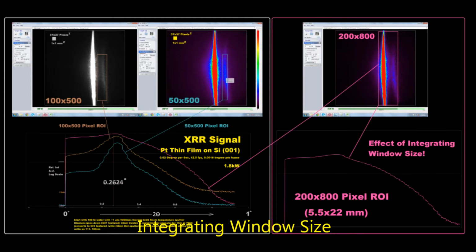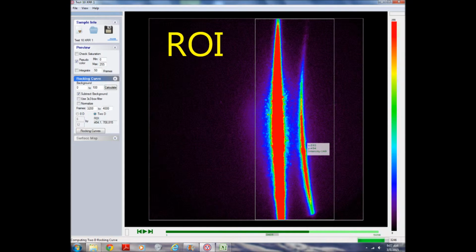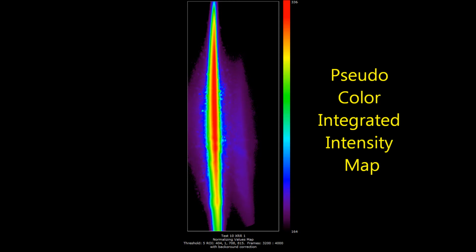Here's a comparison of various regions of interest chosen for the profile, and it's very interesting how the profiles are directly affected by the region of interest choice, which is tantamount to the choice of slit sizes in conventional diffractometry. This is an integrated image of the Umweganregung spots.